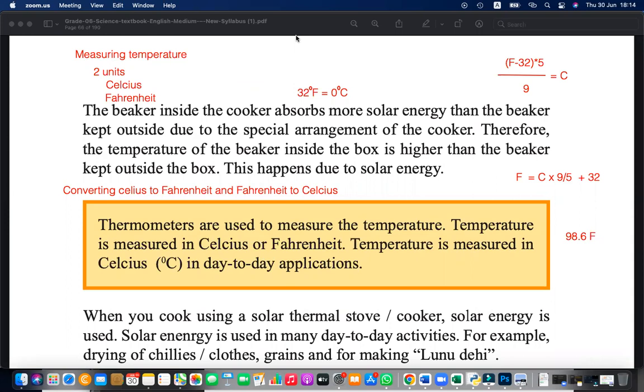Just use a calculator, it doesn't matter. Tell me the answer.